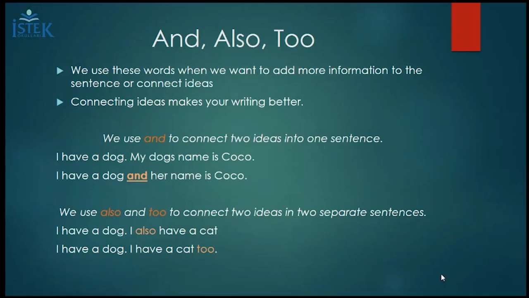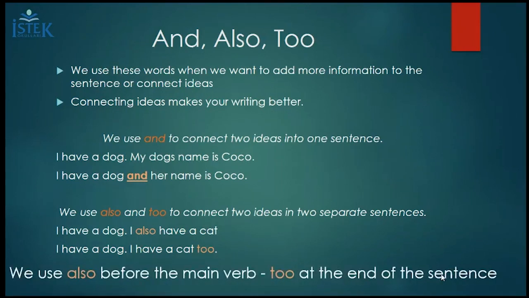We use also and too to connect two ideas in two separate sentences, which you will see now. I have a dog. I also have a cat. I have a dog. I have a cat too. We use also before the main verb, too at the end of the sentence.